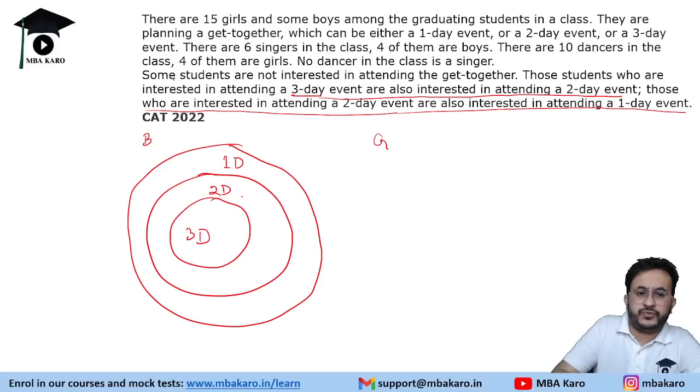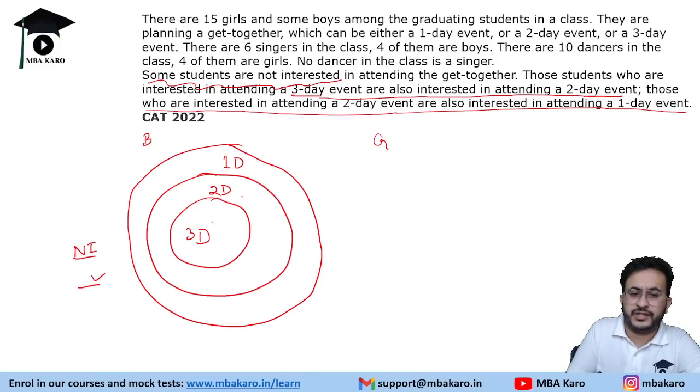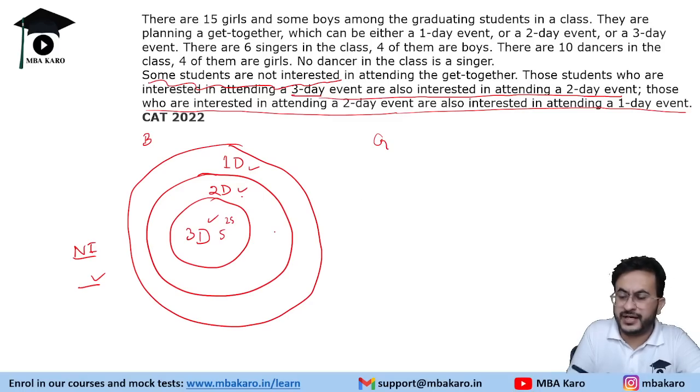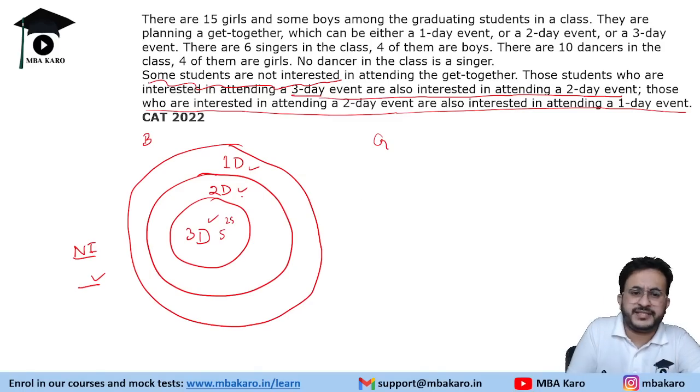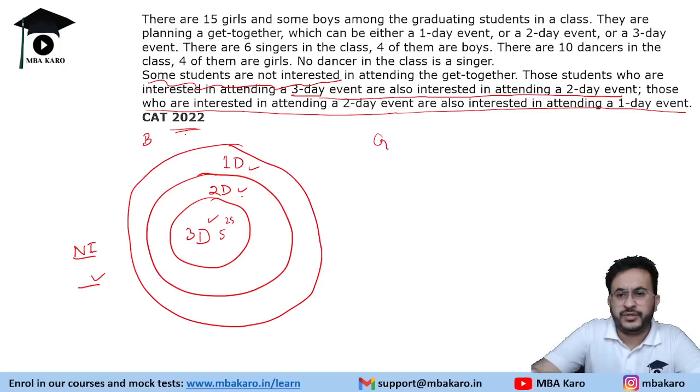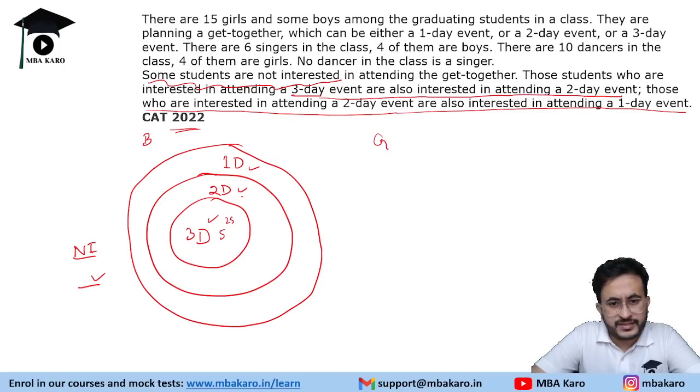And there are some students not interested. So not interested will be outside. Okay, so these values will come: only 3 day event, only 2 day event, only 1 day event. And within them, there were some singers and dancers. So you will put, let us say there are 5 students, 2 singers, and no dancers. So that condition could be put in the Venn diagram itself. So please check out the solution of CAT 2022 and you will see how to solve this set in an effective manner.